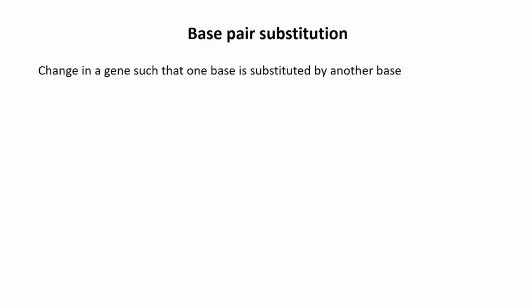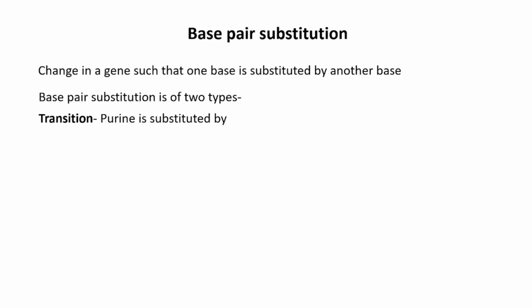A substitution is a mutation in which one nucleotide is substituted by another in the DNA sequence. Such a substitution could change a codon to another one that encodes a different amino acid and causes a change in the protein product. Base pair substitutions are of two types. The first type is transition, where a purine nucleotide is replaced with another purine nucleotide or a pyrimidine nucleotide is replaced with another pyrimidine nucleotide.